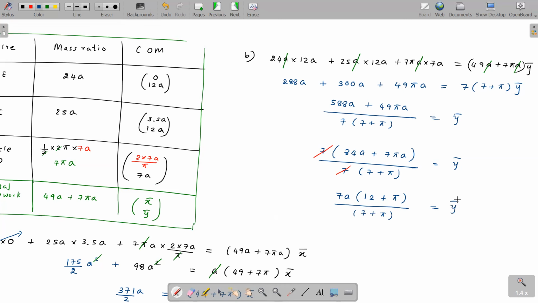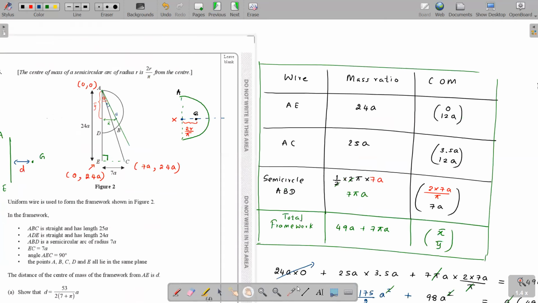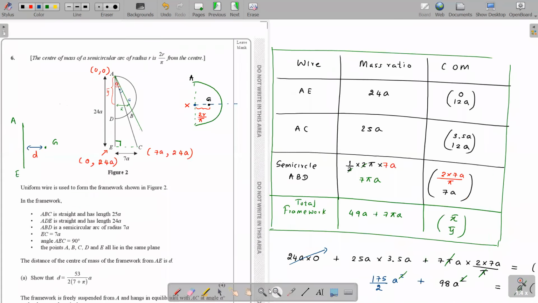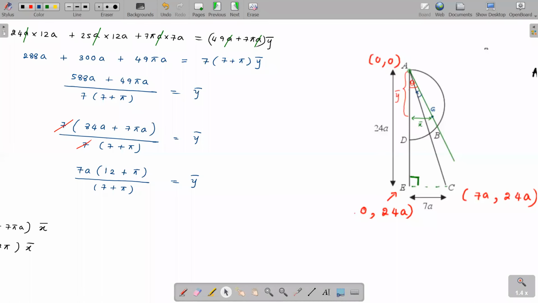Do you agree with my x bar, y bar coordinates? Okay, now I have my y bar, I've already found the x bar. Shall we find the angle between AE and the vertical? That is the angle theta. So let's find the angle between AE and the downward vertical. Let me move the diagram. So I have now my x bar and y bar both found.